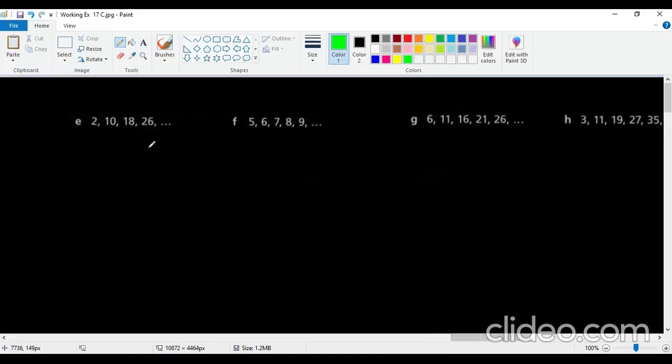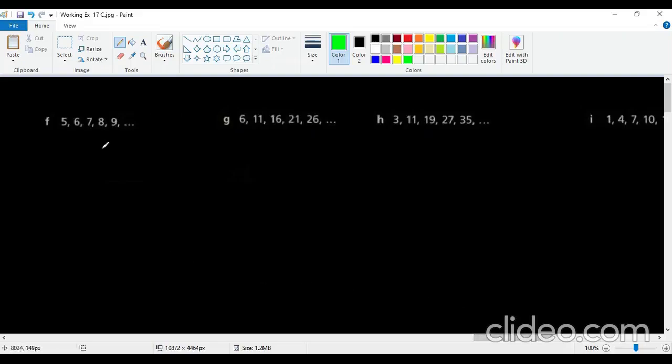Now comes question number E. In here, the difference is 8. So 8n. And what should we do with 8 to make it a 2? Definitely we are going to subtract 6 from it. So 8 times 50 minus 6. So 8 times 50 is going to be 400, minus 6 is going to be 394. That is the 50th term of this sequence.